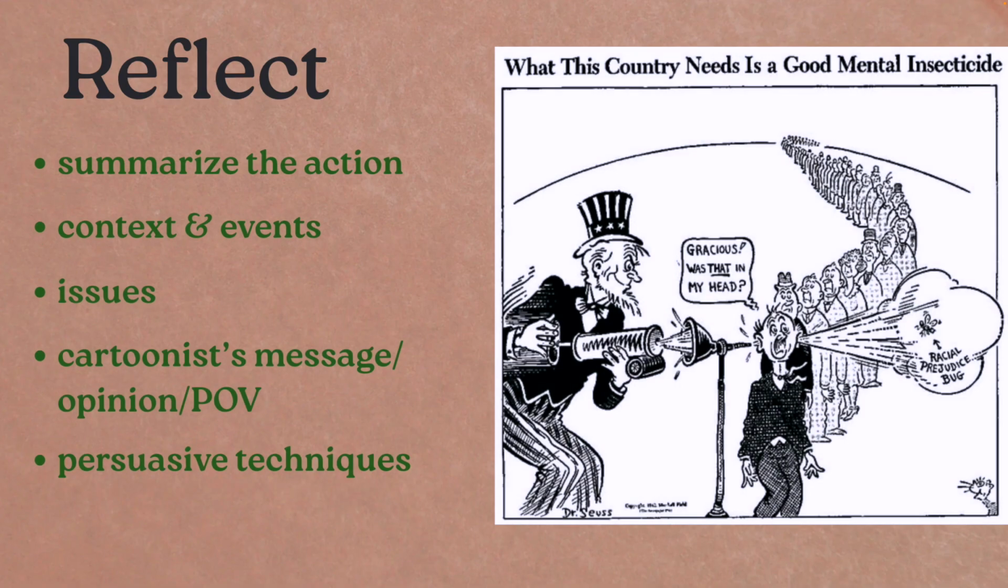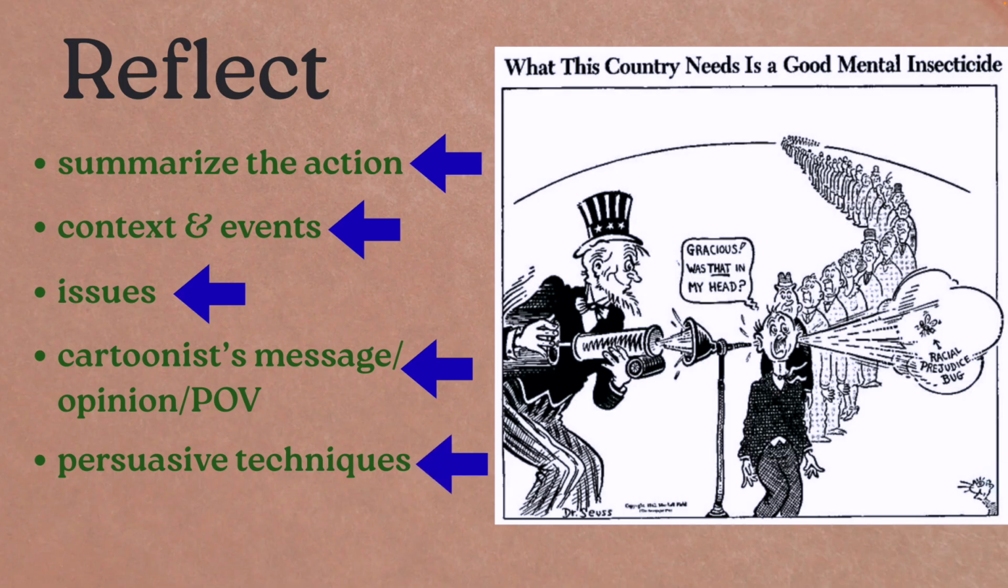The second step is reflect. Here, the learner summarizes the action and explains what is happening in the cartoon. They consider the historical context and events or issues taking place during that time. Learners think about what issue the cartoon might be addressing and what can be revealed about the cartoonist's message and their opinion or point of view. They can also identify any techniques the cartoonist uses to persuade or influence the viewer.